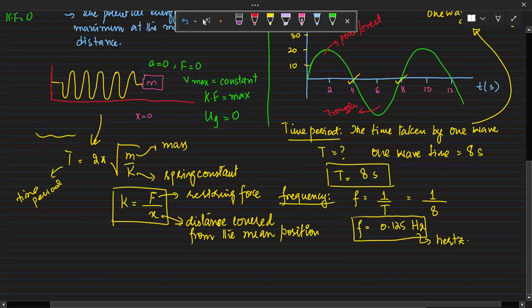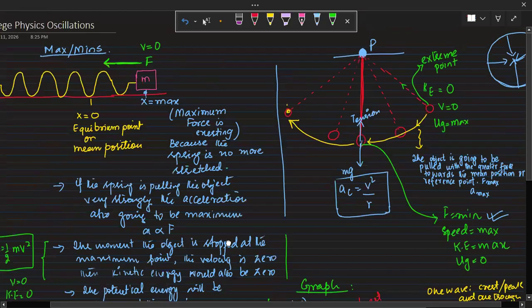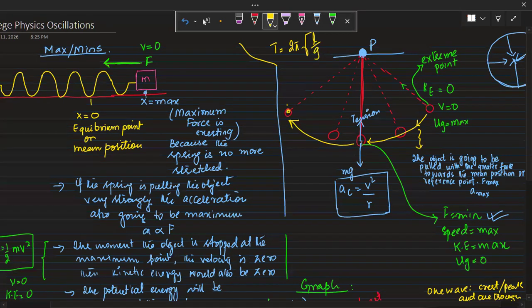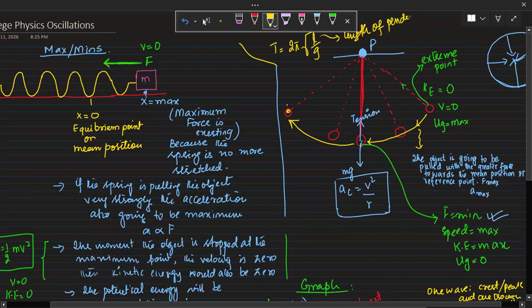And if I have the pendulum, which I discussed here, and I want to find out the time period, the formula that I have to apply is going to be T equals 2 pi under root L over g, right? Where L is what? What is L? Length of the pendulum, and g is the strength of gravity.